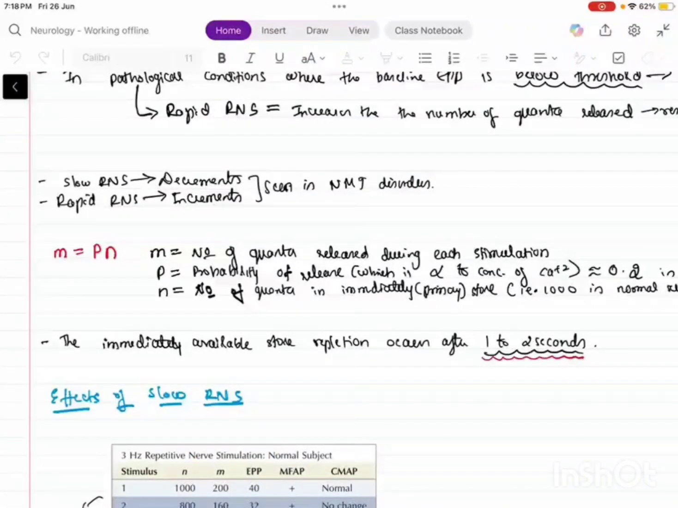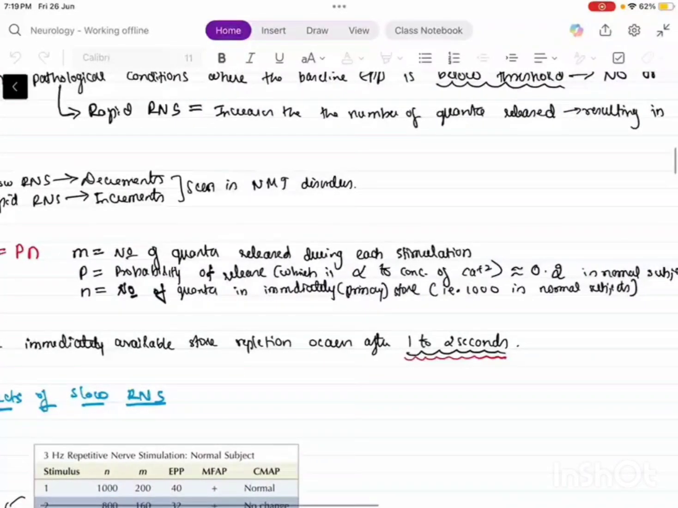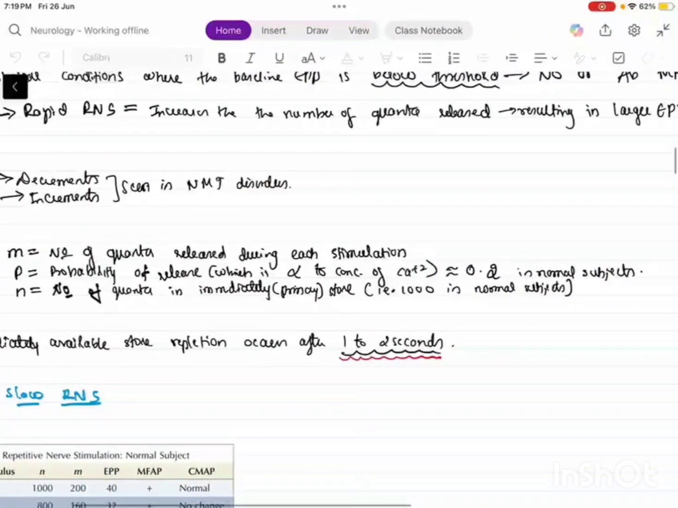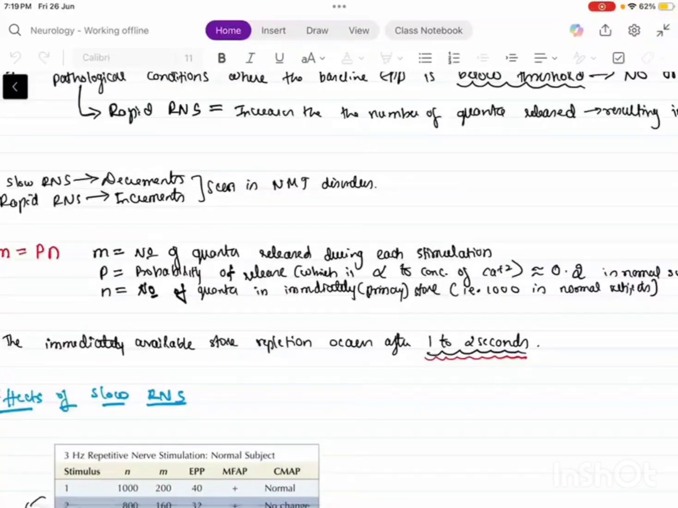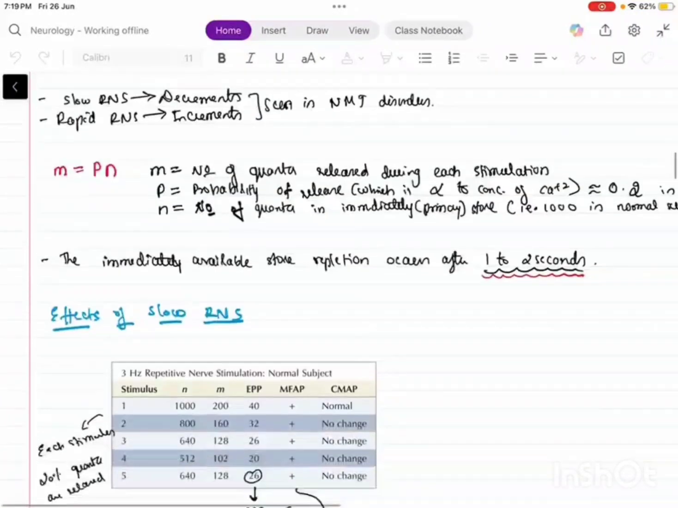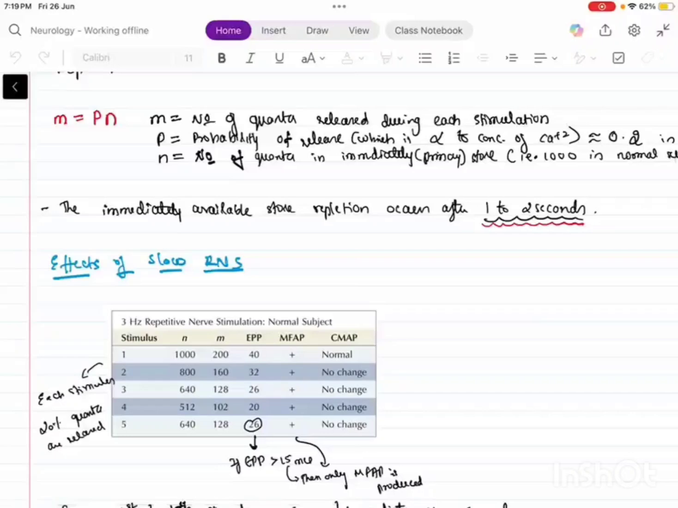Then there is a formula, M is equal to P into N. M is the number of quanta released during each stimulation, and P is the probability of release, which is proportional to the concentration of calcium in the presynaptic membrane, that is 0.2 in the normal subject. N is the number of quanta immediately available, the primary store, that is 1000 in the normal subject. The immediately available store repletion occurs after 1 to 2 seconds.